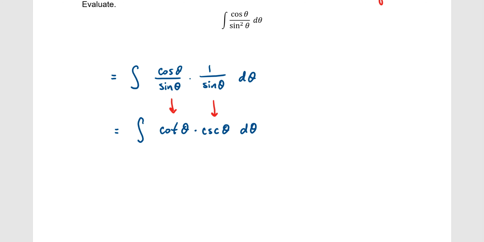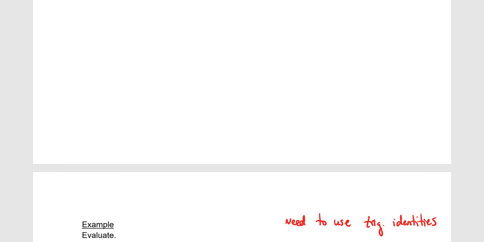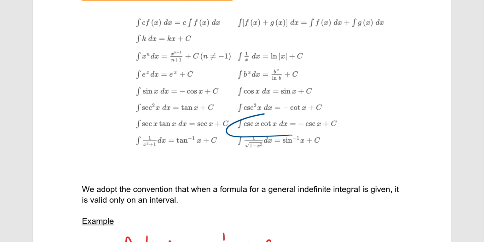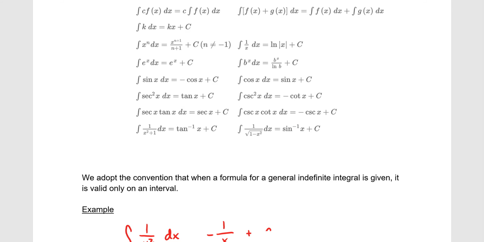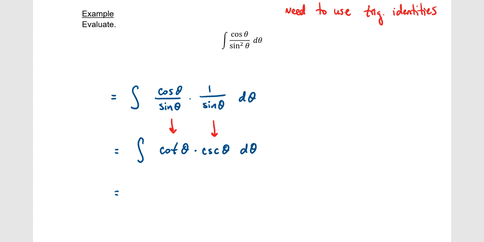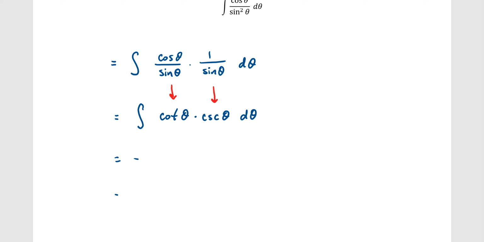Okay, so now we're doing the integral of cotangent theta times cosecant theta. This is actually one of the things that we should have memorized if we go back to our table. That's this right here. The order doesn't matter, right? Cosecant, cotangent, doesn't matter which one comes first because we're multiplying. The answer here is going to be negative cosecant x plus c. So this integral is negative cosecant, in this case theta, plus a constant.